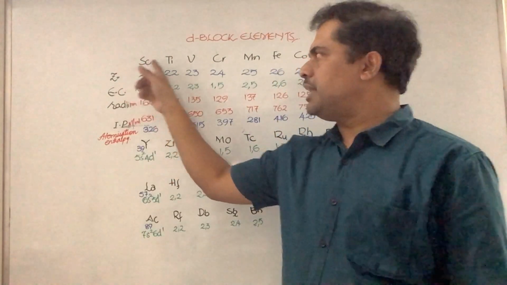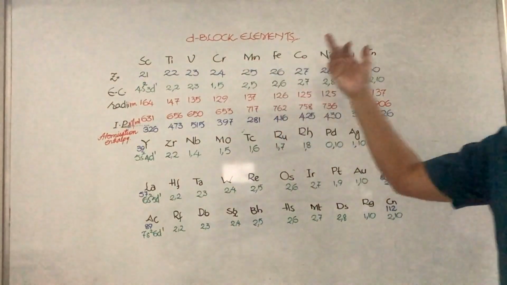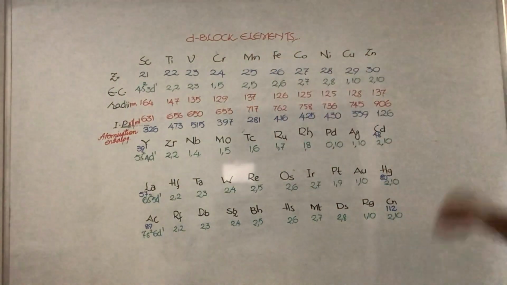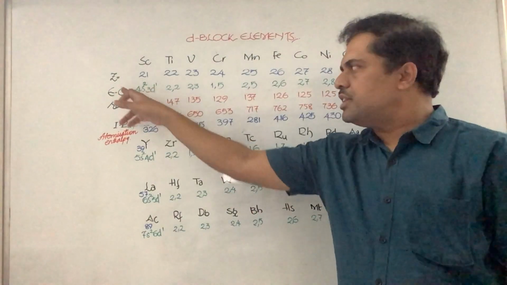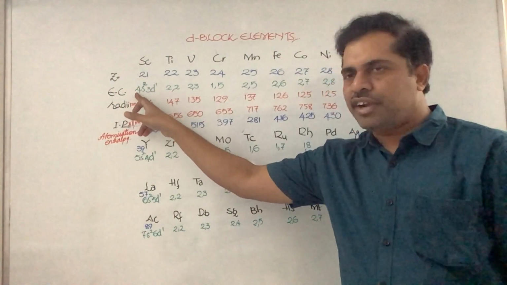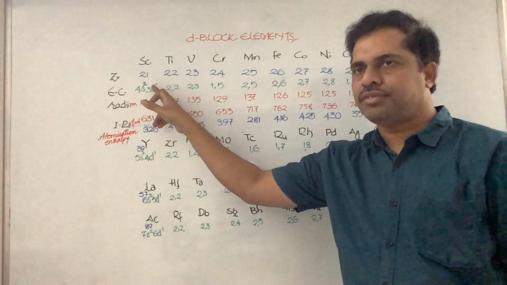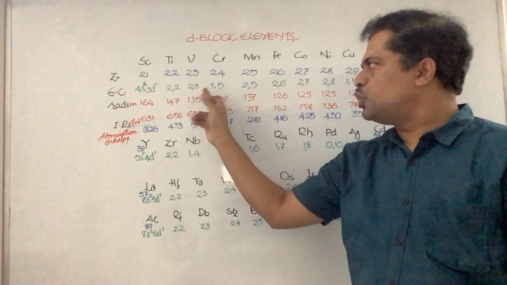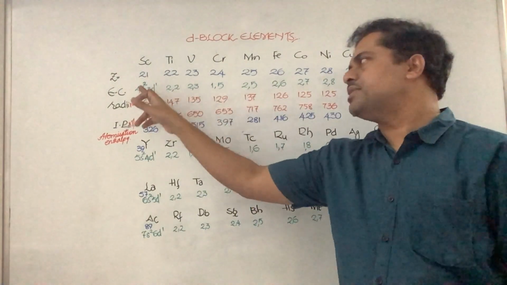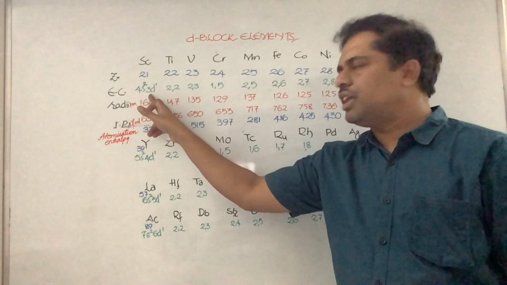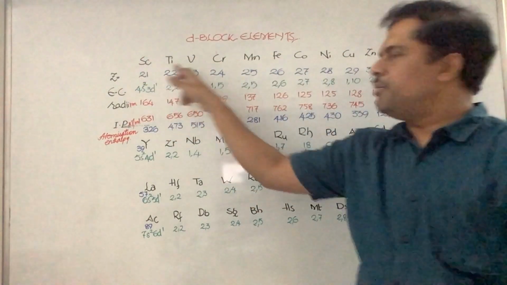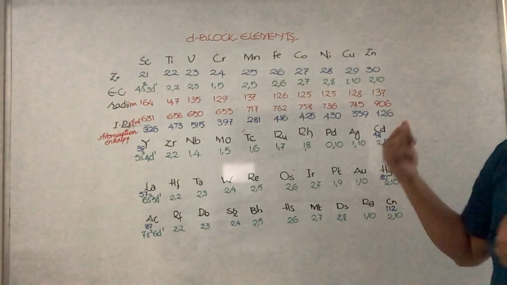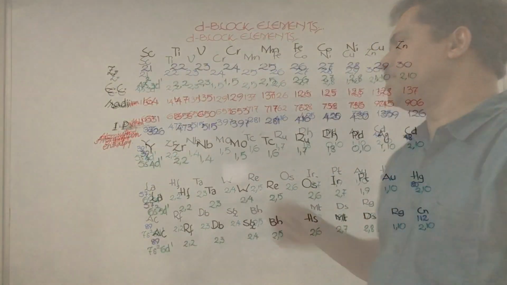You can see here scandium, titanium, vanadium, chromium, manganese, iron, cobalt, nickel, copper, and zinc. In all these, you can see the electronic configuration I have written here, 4s2 3d1. Later, I have mentioned 2, 2, 2, 3, 1, 5 like that. Now that means the electrons are entering into the 3D orbital. So this first row of elements is called 3D series elements.